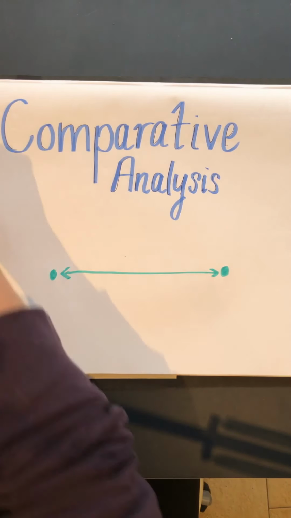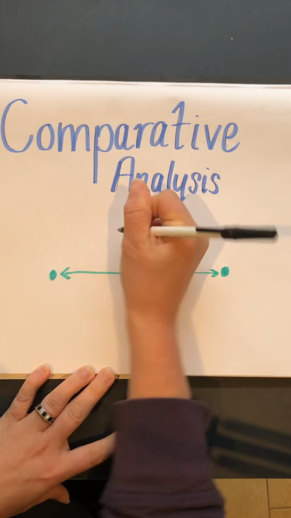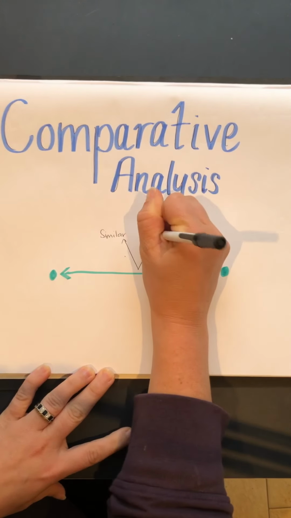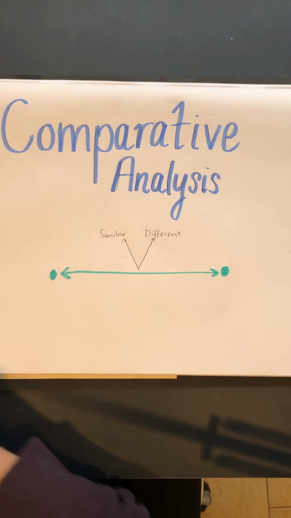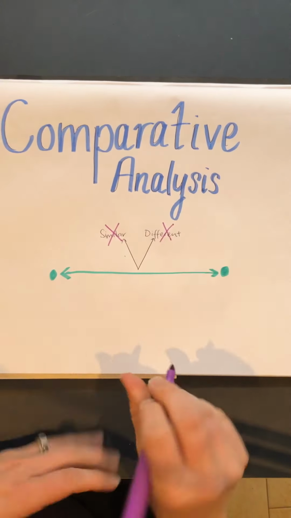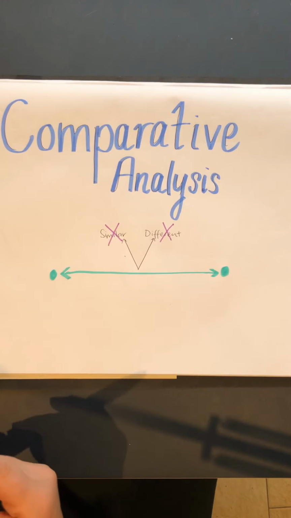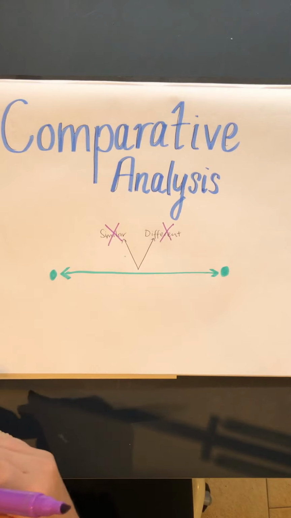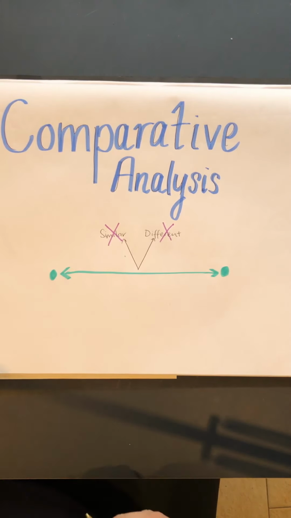Now, if you simply say that those 2 points are similar or different, okay, then it's not going to be good enough. That is comparison. It is not comparative analysis, and it is not a comparative argument. We need to develop other elements in order to be considered comparative analysis. So what do you need to consider?